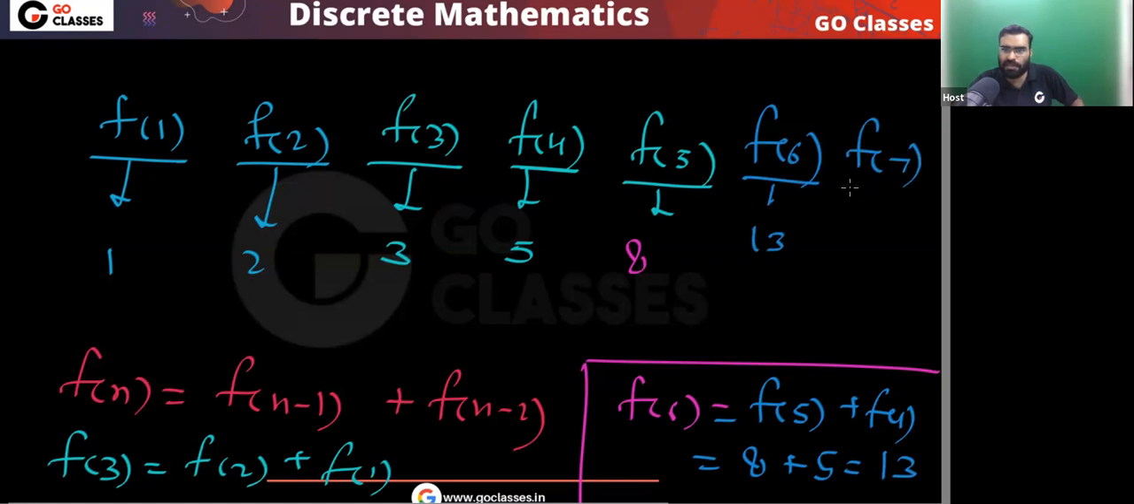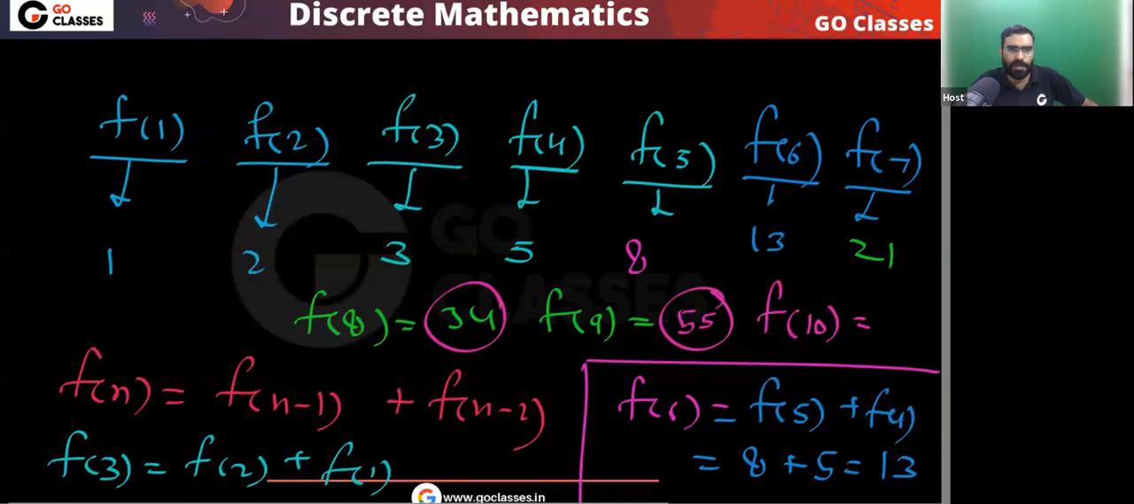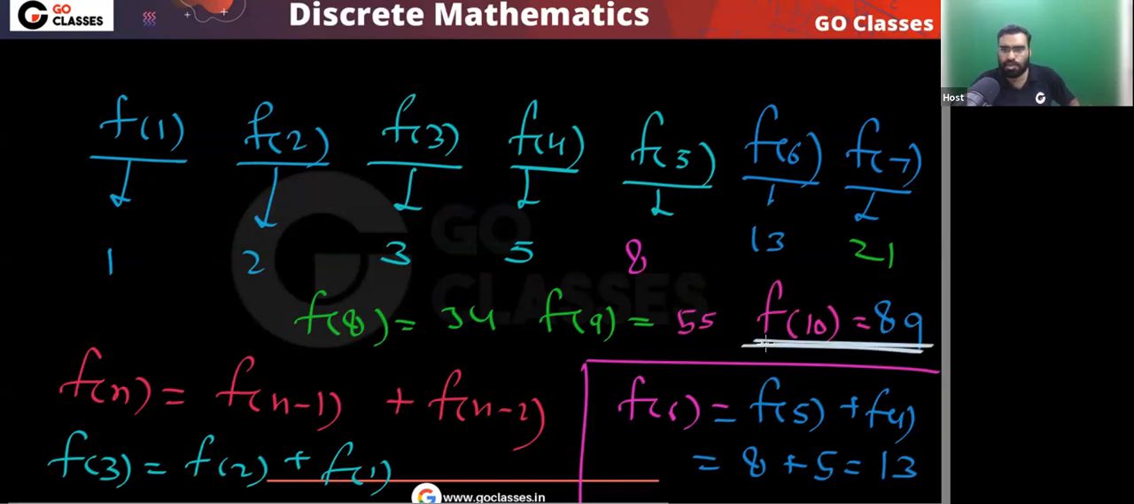Similarly, I can find f7. That will be 13 plus 8, that will be 21. What about f8? F8 will be the summation of these two, that will be 34. What will be f9? F9 will be the summation of this and this, that will be 55. And finally, what is f10? F10 is the summation of 55 plus 34, so that will be 89. So your final answer will be 89. Is this clear? This is your final answer.